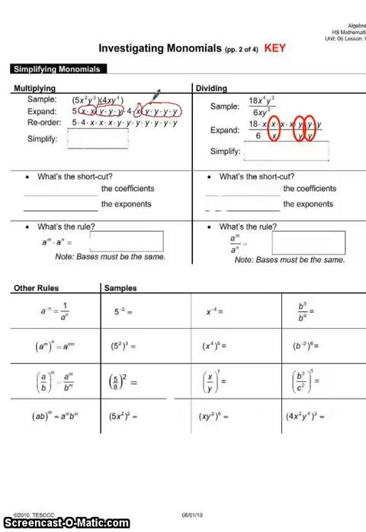And then using your numbers, you multiply and you just reorder it. So I know 5 times 4 is 20. And I know that if I look at the total number of x's, I have 3, so that's going to be x to the third. And if I look at the total number of y's, I have 1, 2, 3, 4, 5, 6, 7, so that would be y to the 7. So that's what you should have gotten there. So take a moment and try to do the dividing one.